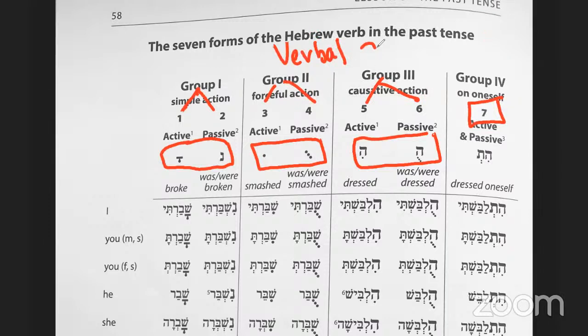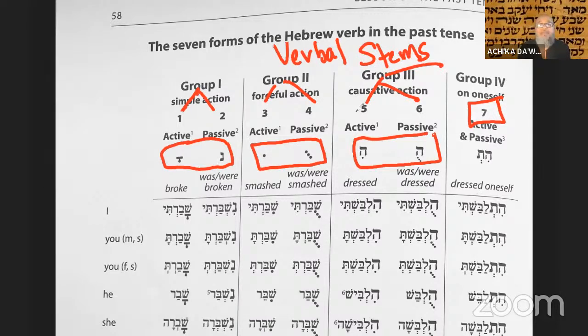Stems. Verbal stems. Okay, they're verbal stems. So again, we have our root system under the ground. The stem is what comes out of the ground. It comes out of the ground.